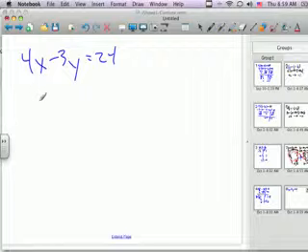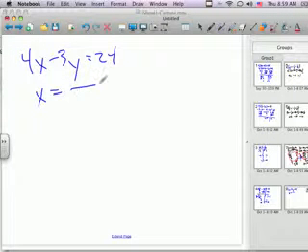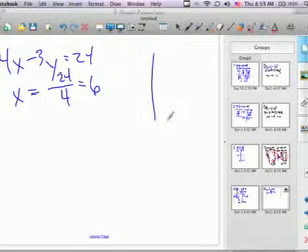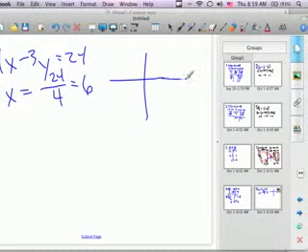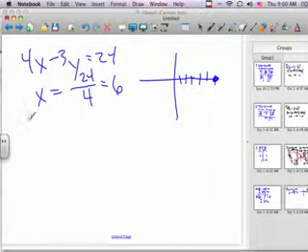Watch this, kids. I know the point on the x-axis immediately because I'm going to take the answer. I'm going to draw a fraction line. I'm going to write the answer in the numerator, which is 24. I'm going to write the coefficient for x in the denominator. And 24 divided by 4 is 6. Guess what, kids? Let's extend that a little bit. 2, 3, 4, 5, 6. That's the point on the x-axis.